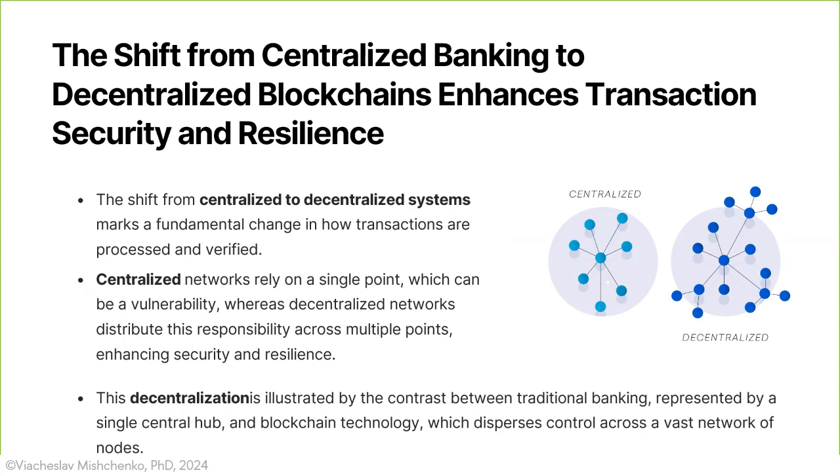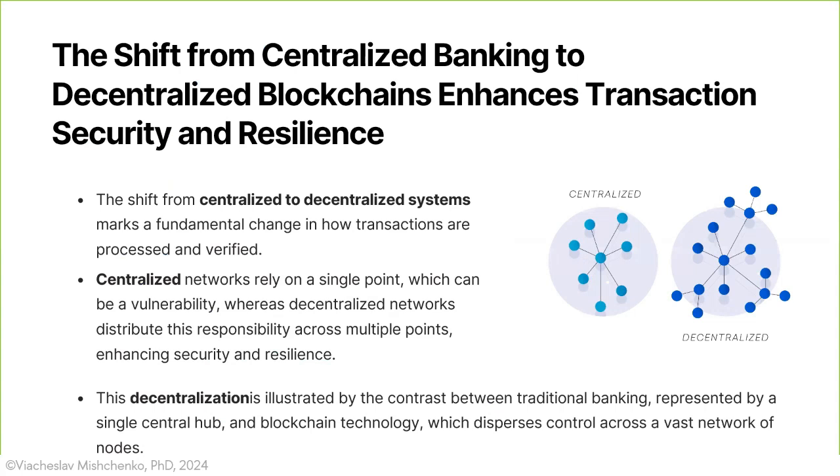But if you look at the blockchain network here on the slide, the representation of the blockchain network to the right, it's distributed across multiple points, making it inherently more resilient. And what is fascinating about this transformation is how it completely reimagines security. So when a transaction occurs in the decentralized system, it's verified by multiple nodes simultaneously.